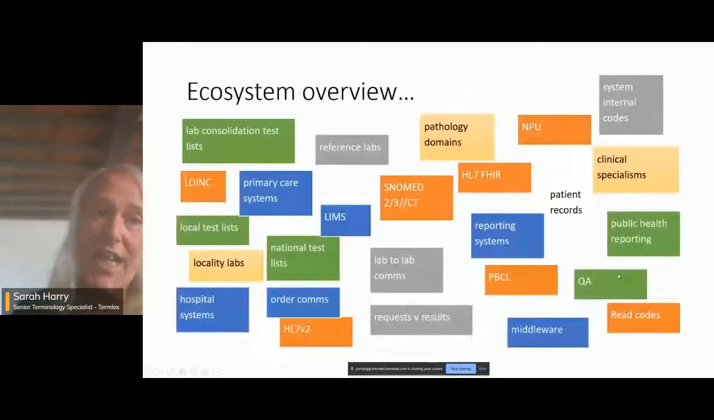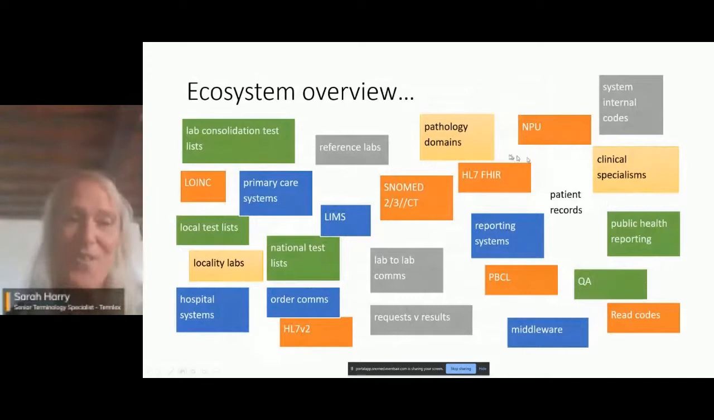And just to round this off, it's just to show the ecosystem, really. It's complicated. You're starting to get the idea here. So we've got different systems, primary care, hospital systems. We've got all the different standards that we need to be able to map to. We've got local test lists, national lists. We've got reporting to public health. We've got QA requirements, and we've got clinical specialisms and domains. So that's a lot to it. You get the idea.